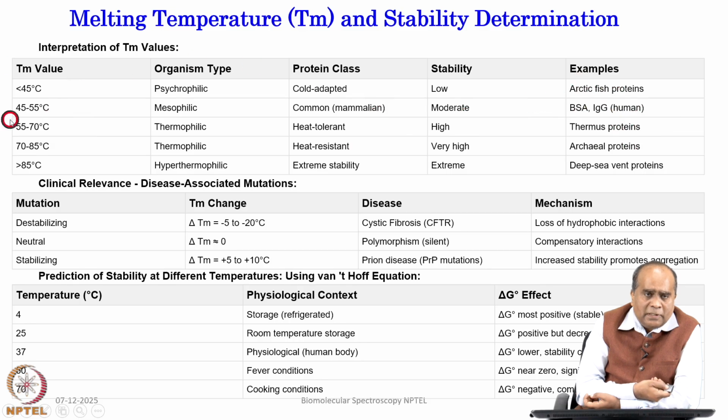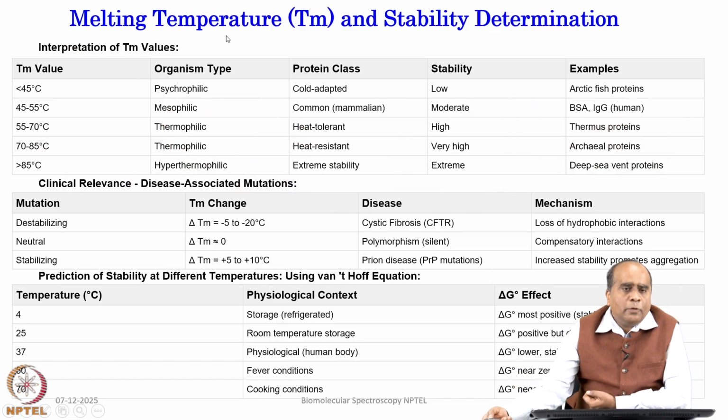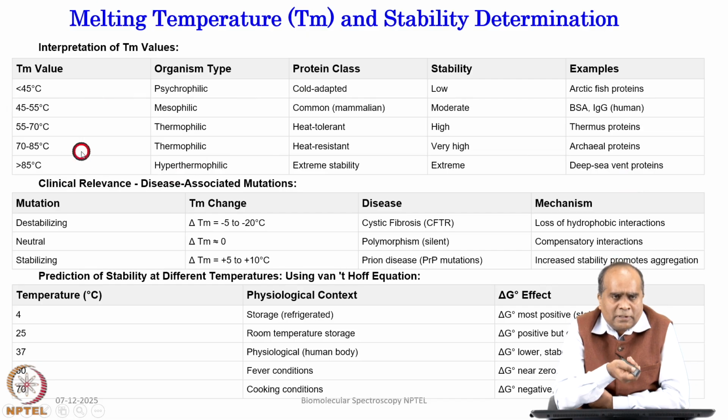The thermophilic, the heat tolerant organism, their Tm will be in the range of 55 to 70, the high temperature. It is a thymus protein. 70 to 85, the heat resistance organism, is a very high stability archaeal protein. Then above 85, it is hyperthermophilic, with extreme stability of protein. Deep sea vent proteins are of that nature. So, what is the use of such understanding?